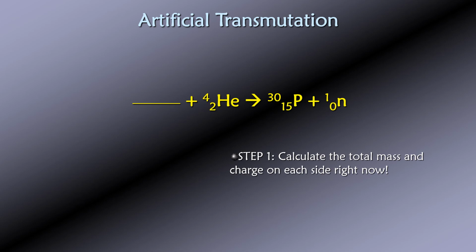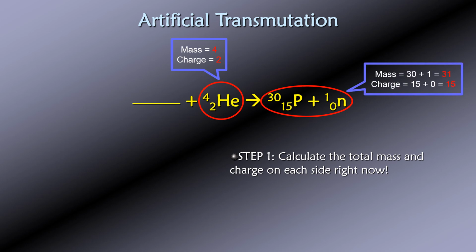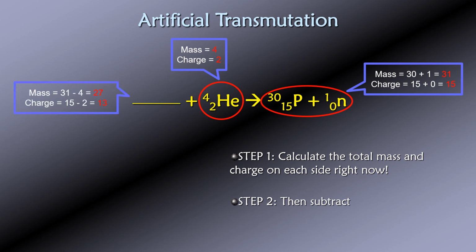So your step number 1 will be to calculate the overall mass and charge on both sides. So we'll start with the reactants. We only have one reactant right now, so the mass will be 4, charge will be 2. Moving on to the products. Now we'll have to do the addition. So mass will be 30 plus 1, which is 31, and then charge will be 15 plus 0, which will be 15. So now we can do step number 2, which is subtraction. So the mass for your missing reactant will be 31 minus 4, which is 27, and then charge will be 15 minus 2, which is 13.